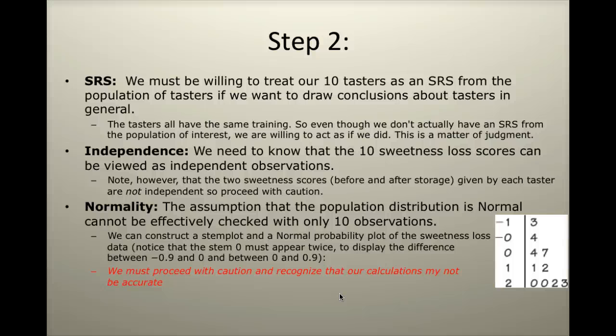The assumption that the population distribution is normal cannot effectively be checked with only 10 observations, so we cannot apply the central limit theorem. Therefore, we construct a distribution of our data which appears to be somewhat skewed. We must proceed with caution and recognize that our calculations might not be accurate.